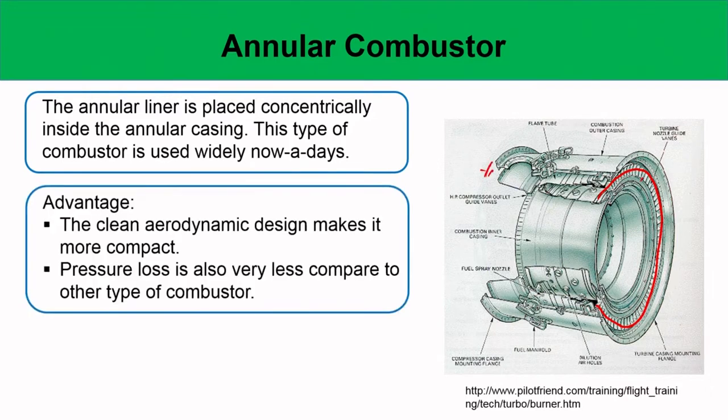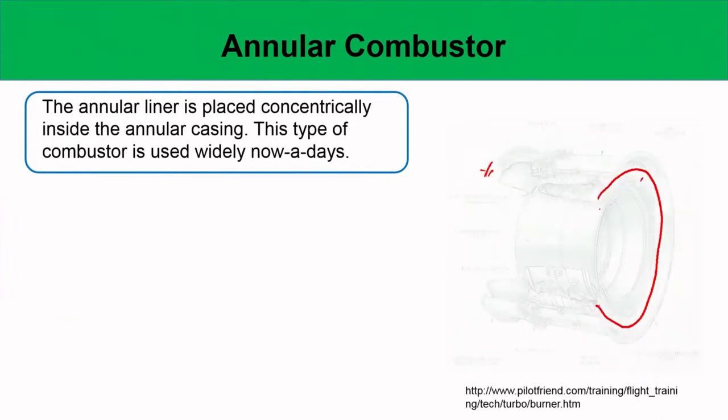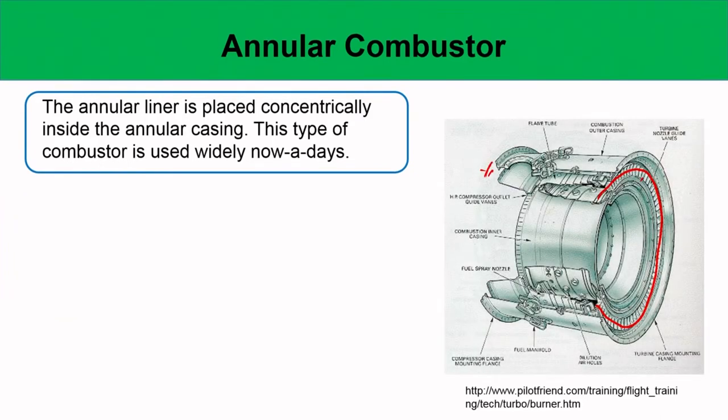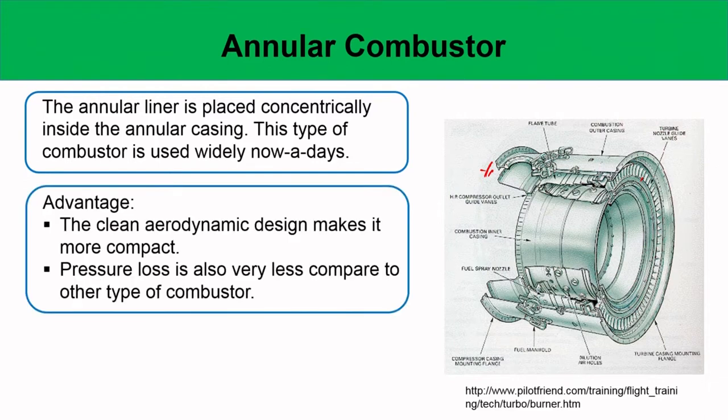So the compressor blades are here and the turbine blades are here. In between is this annulus, and this is the hole for the shaft, so the shaft will be something like this. The combustor occupies this space, and it's a full annulus design where individual injectors are not physically separated. There is absolutely nothing that separates them; an annular liner is just placed concentrically inside the annular casing.